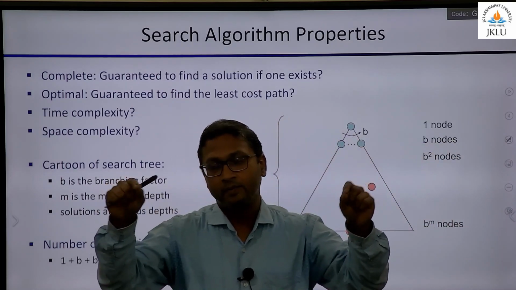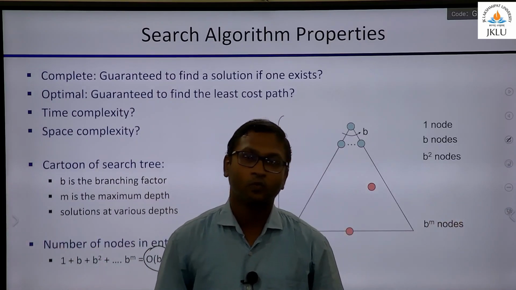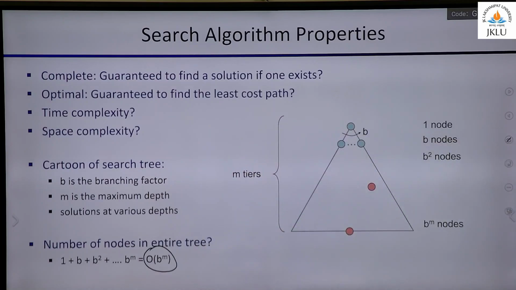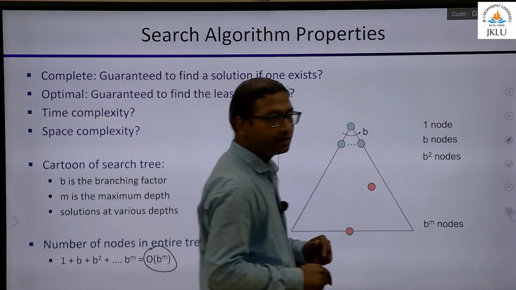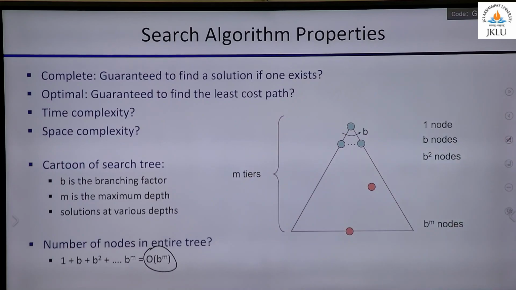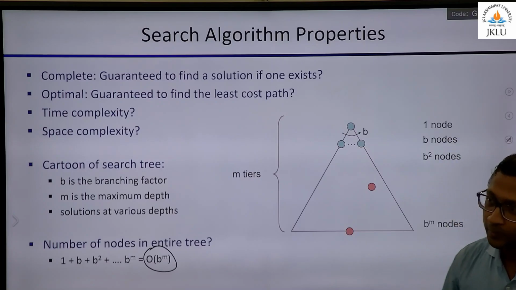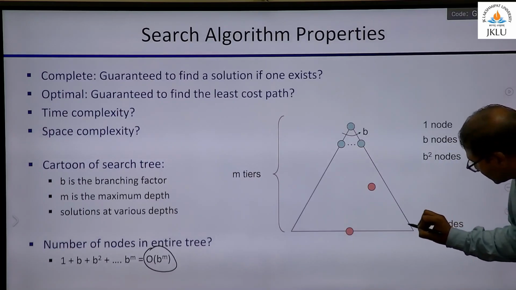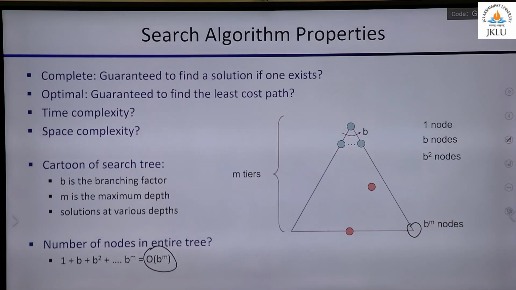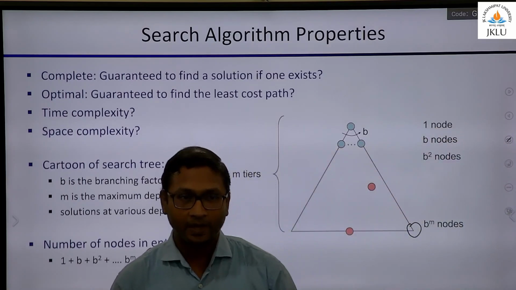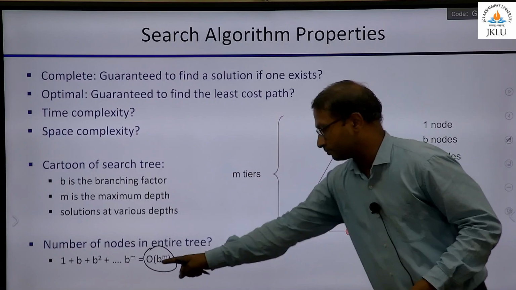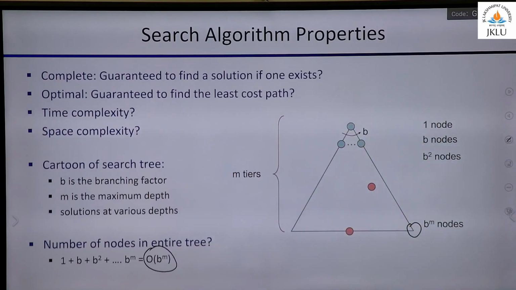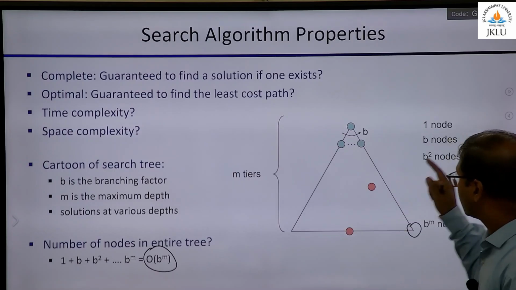You have an array of size n. What is the search complexity? You have an array of size n. What is the complexity to search an element? Order of n. How many nodes are here? B to the m. What will be the time complexity? B to the power m, because in the worst case, this might be your goal. So time complexity to search in this big tree is order b to the power m. Now this is DFS. So we have done this.